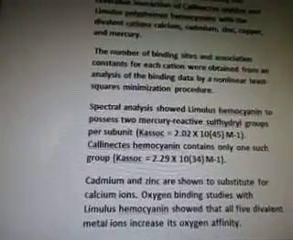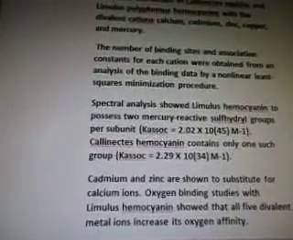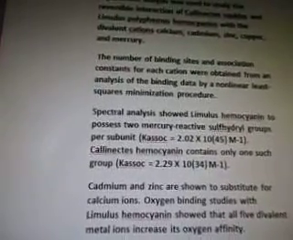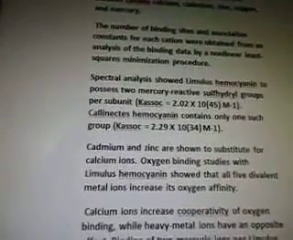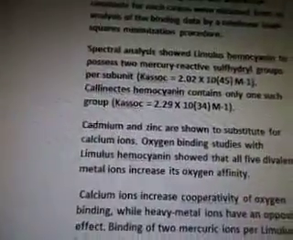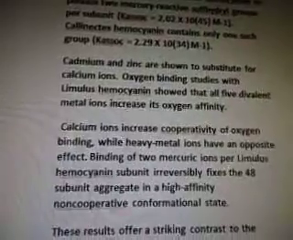The number of binding states and association constants for each cation were obtained from an analysis of the binding data by a non-linear least squares minimization procedure. Spectral analysis showed Limulus hemocyanin to possess 2 mercury reactive sulfhydryl groups per subunit. And there's your equations there. Callinectes hemocyanin contains only 1 such group. Okay, so cadmium and zinc are shown to substitute for calcium ions.